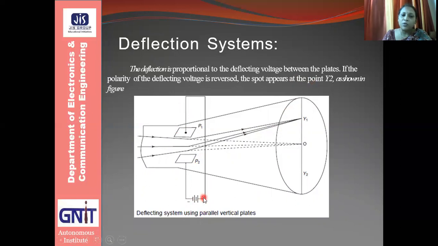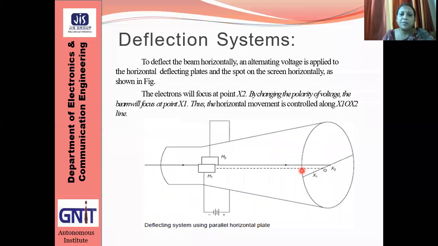P1 is connected to the positive terminal of the battery and P2 is connected to the negative terminal of the battery. In that case, we are getting the electron beam deflection at point Y1. But if we reverse the direction, that means P2 is connected to the positive terminal of the battery and P1 is connected to the negative terminal of the battery, the electron deflection position will shift and we will have a spot at Y2. So this is the basic function of the deflection system.